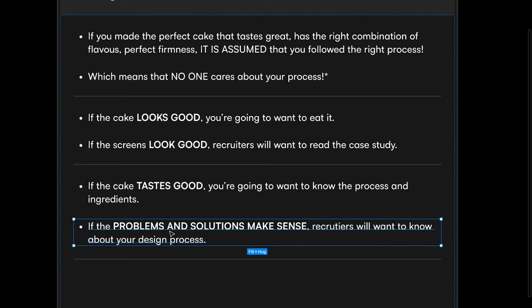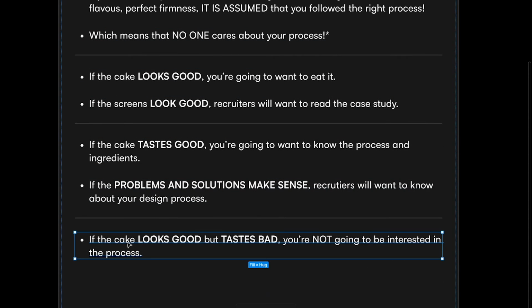And that's when recruiters are going to be interested to know your design process. All right, let's go a little bit further. Now, here's another thing, right? If your cake looks good, but tastes bad, you're not going to be interested in the process, right? Because the cake looks good, but it's really bad.